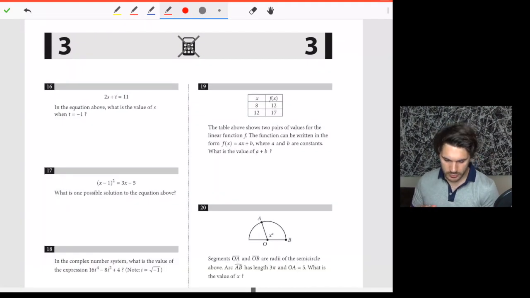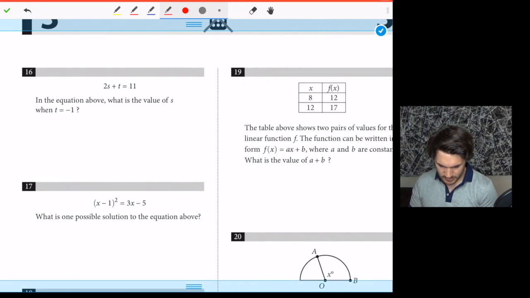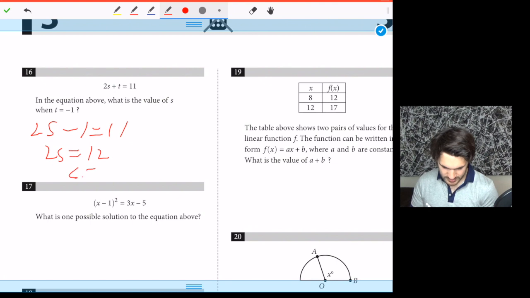Okay, so at this point we're on the grid-ins. Number 16, in the equation above, what is the value of s when t equals negative 1? So let's just plug in negative 1 for t. 2s minus 1 equals 11. 2s equals 12. So s equals 6.